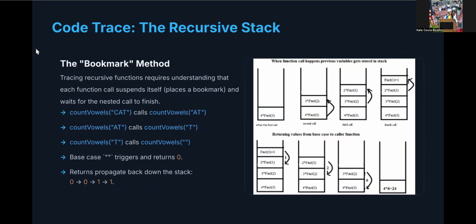So one way that we can think about it is the bookmark method. This is for recursive tracing, right? Tracing recursive functions. What we want to think about is that each function call essentially places a bookmark on what we're doing and waits for the nested call to finish. So for example, if we think about this example at the top here, we're going to call on fact 3. And then fact 3 is going to call fact 2. So we're going to be like, okay, stop. I don't know what fact 3 is. I need to figure out what fact 2 is.